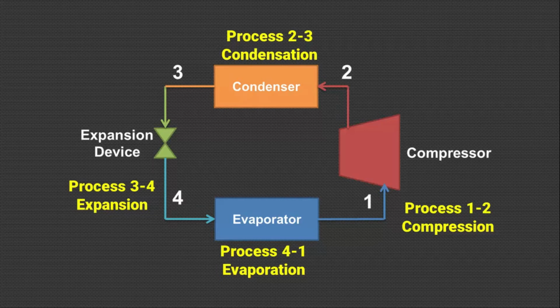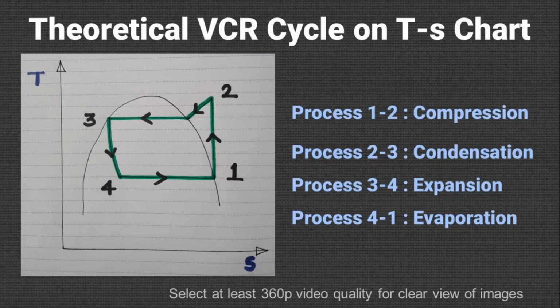In the evaporator, the liquid refrigerant at such a low pressure starts to evaporate by absorbing latent heat of evaporation from the evaporator space. Hence, the refrigerant is evaporated. Such refrigerant vapor is then again passed through the compressor. In this way, the theoretical cycle completes. The theoretical vapor compression cycle can be shown on a temperature entropy chart as shown in the slide. The four processes are shown in the chart. Process 1 to 2 is compression, process 2 to 3 is condensation, 3 to 4 is expansion, and 4 to 1 is constant temperature evaporation.